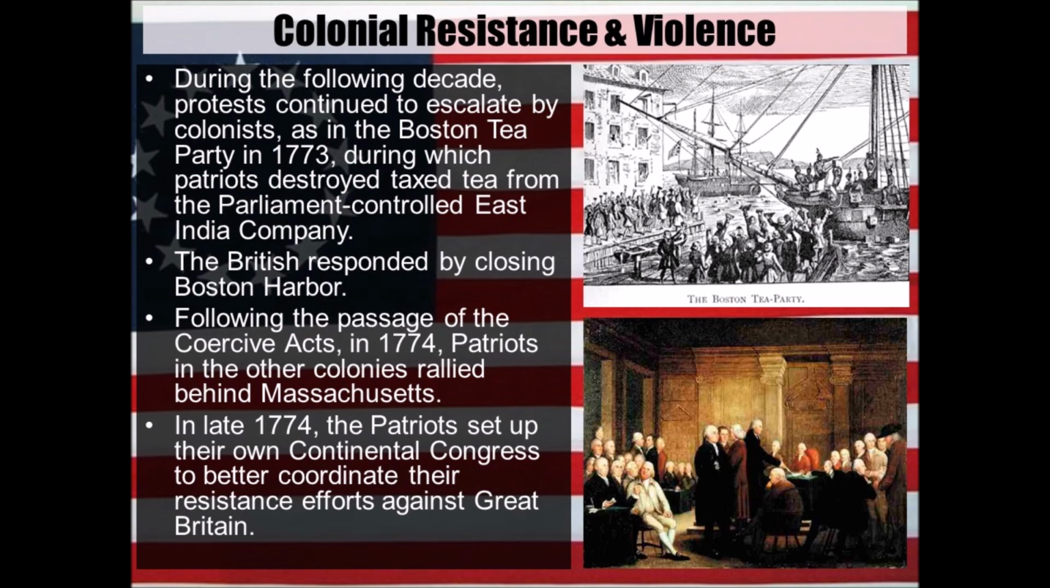However, they turned right around and ended up passing what was called the Coercive Acts in 1774. These Coercive Acts basically said that the British government had the right to do whatever they wanted to with the British colonists, and the colonists had no say in the matter. To the colonists, this seemed one step from slavery.